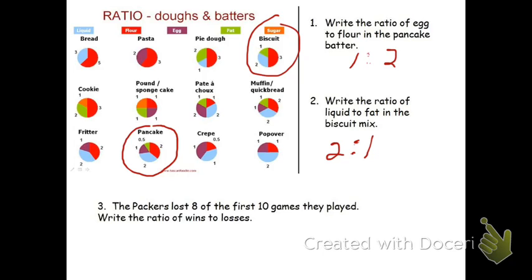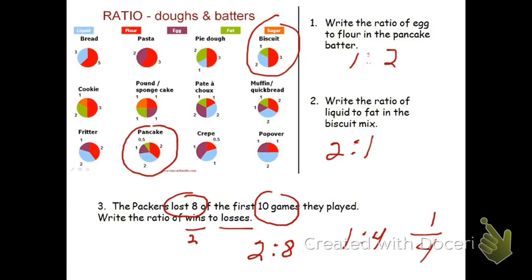Okay, example number 3 here. The Packers lost 8 of their first 10 games. Write the ratio of wins to losses. Now, you've got to be a little bit careful with these. They played 10 games. They lost 8, so that means they won 2. So the ratio of wins to losses is 2:8, and we're going to reduce that to 1:4, or again we could write it as a fraction, 1/4.